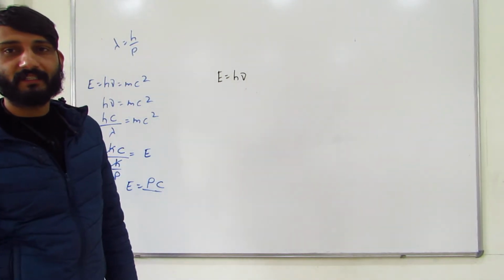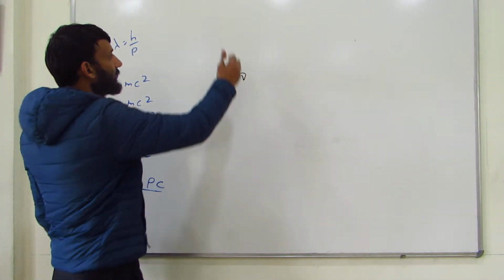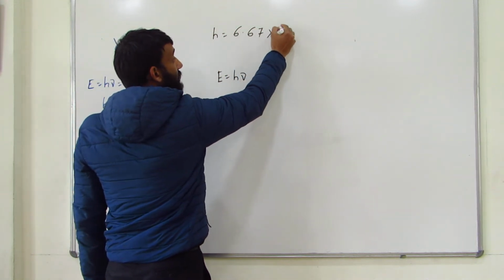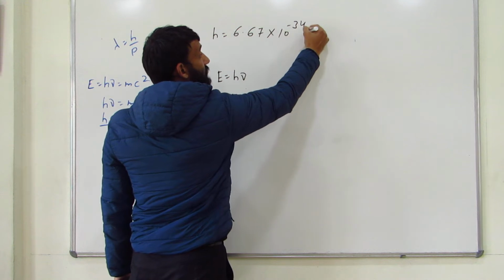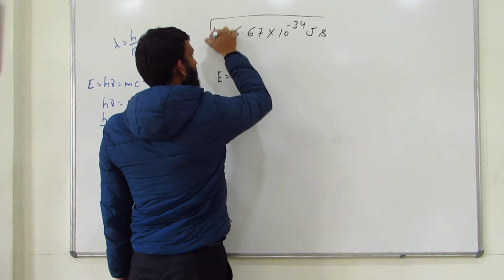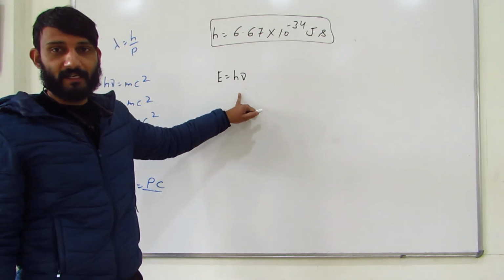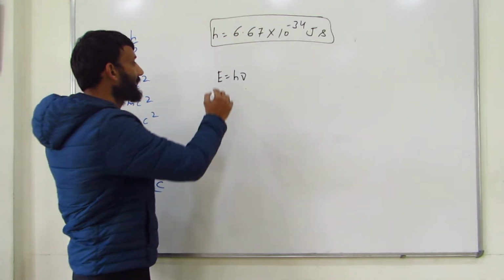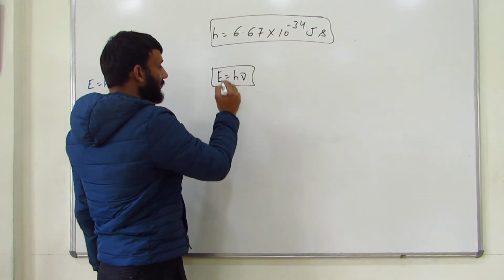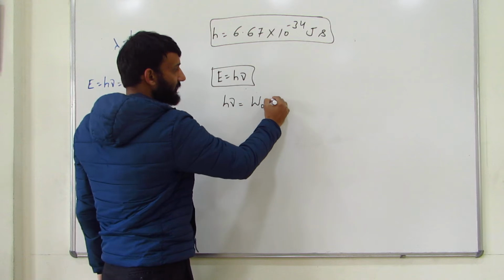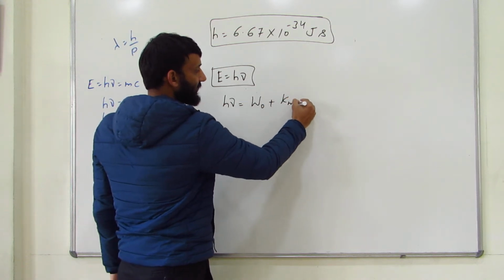When you use the frequency, h is the Planck's constant. The value of h to be taken is 6.67 into 10 to the power minus 34 joule second. This is the value of Planck's constant. Nu is the frequency of the light and E is the energy of the photon. Simply, this energy h nu becomes work function, W naught is work function, plus kinetic energy max.